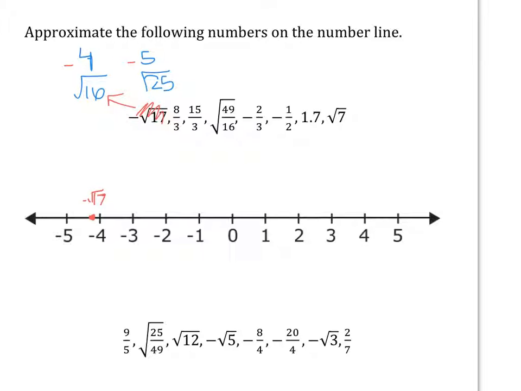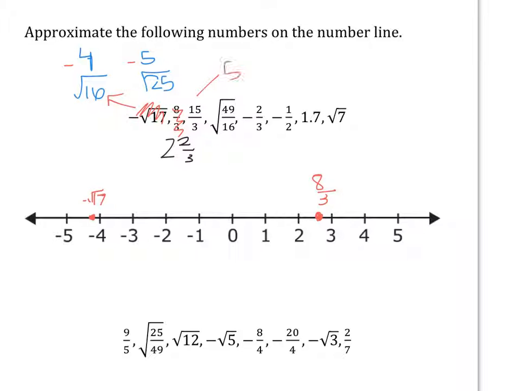8/3. Well, 3 goes into 8 2 times, and then we have a remainder of 2 because 2 times 3 is 6. And then my denominator is 3, so 2 2/3. So I'm going to go ahead and put 2 2/3 right about there on the number line. So that would be 8/3. I'll rewrite it back to its original form.